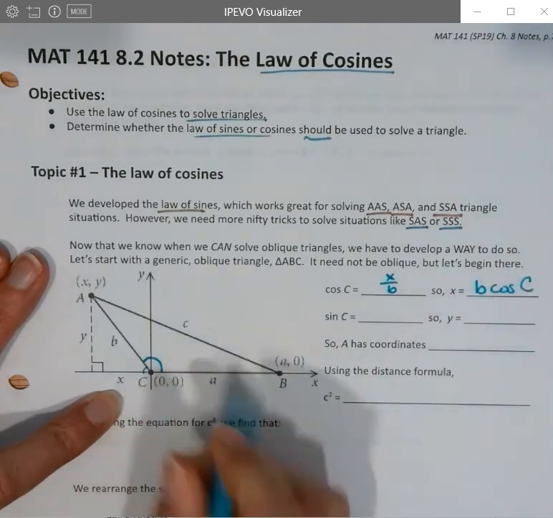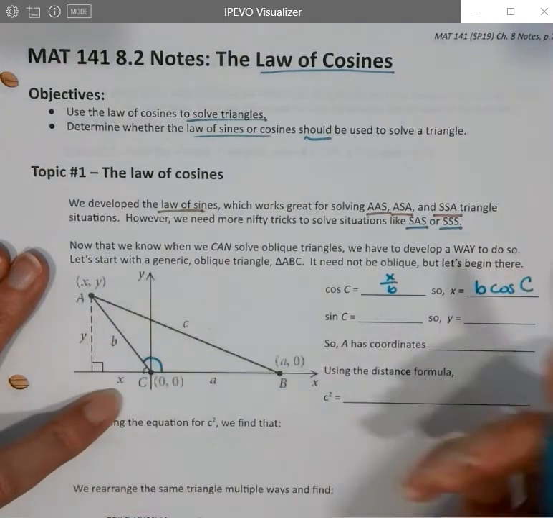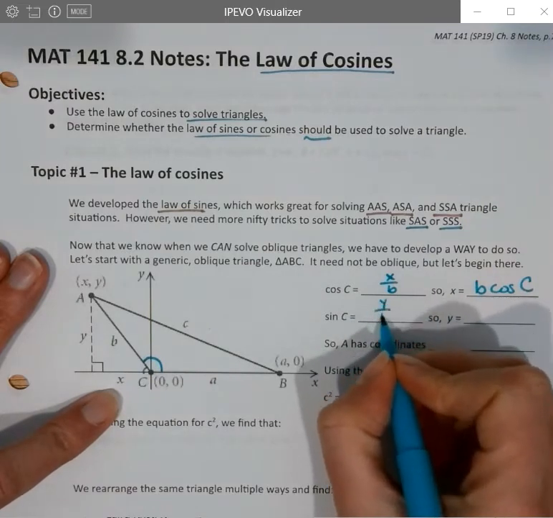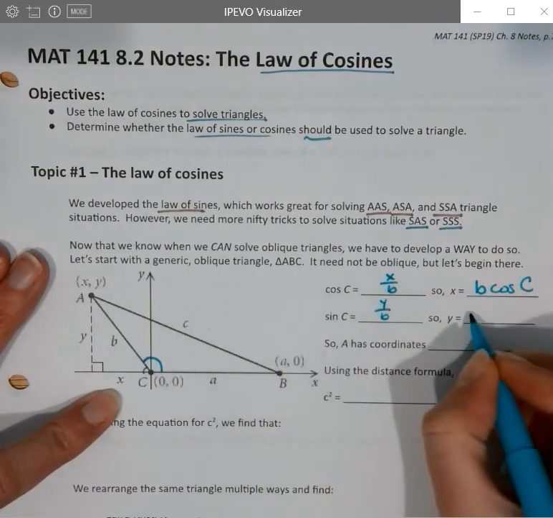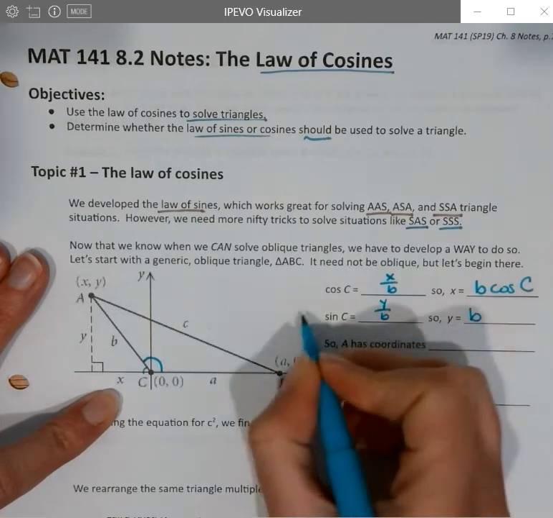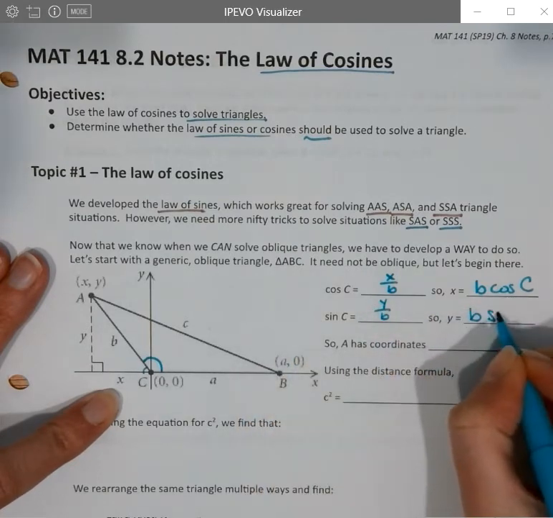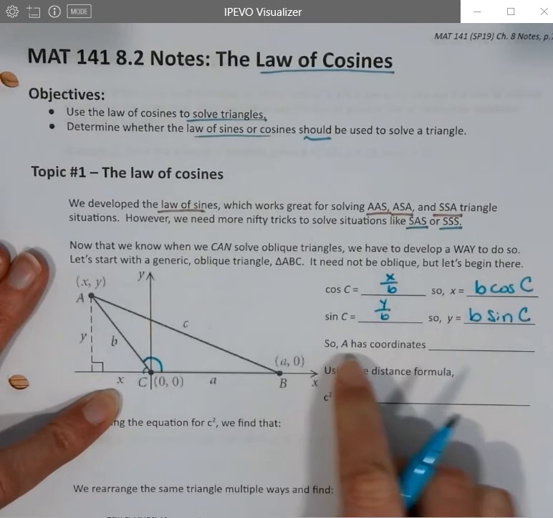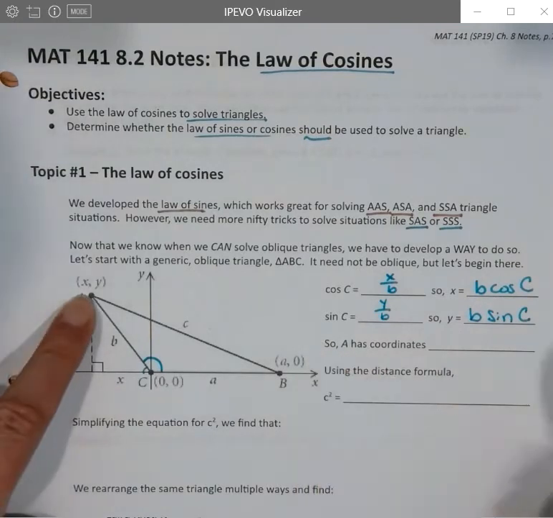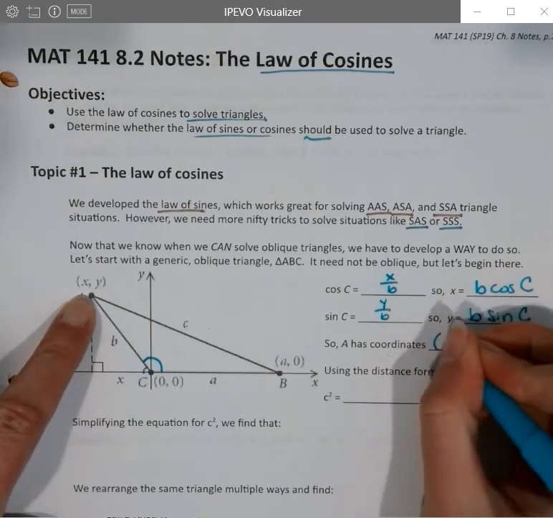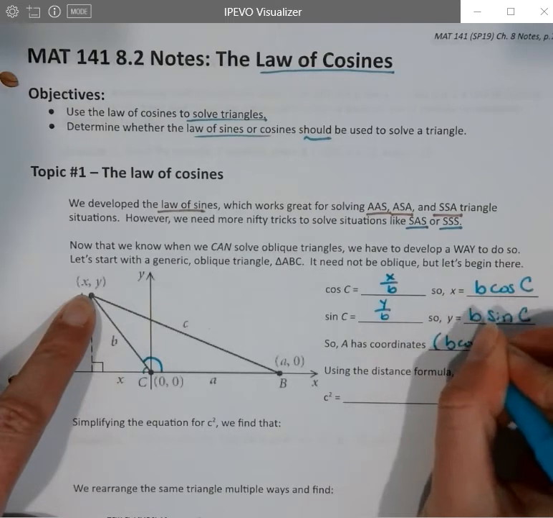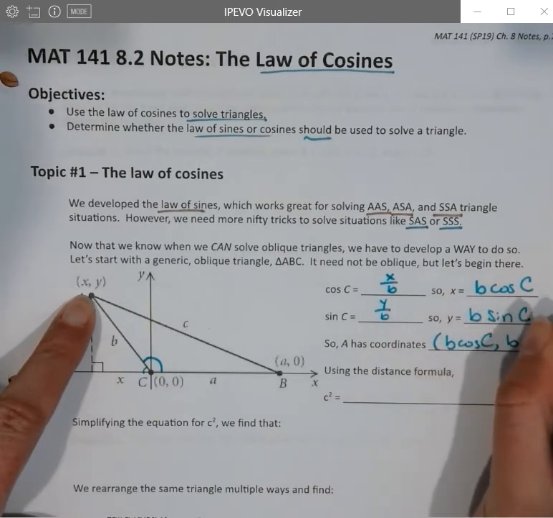And then the sine of C would be the opposite over the hypotenuse. It would be y over b, and so we multiply b on both sides. y, now, if we multiply the b over, is equal to b sine C. Okay, so A, this point up here, has the coordinates x comma y, which are b cosine C, comma b sine C.